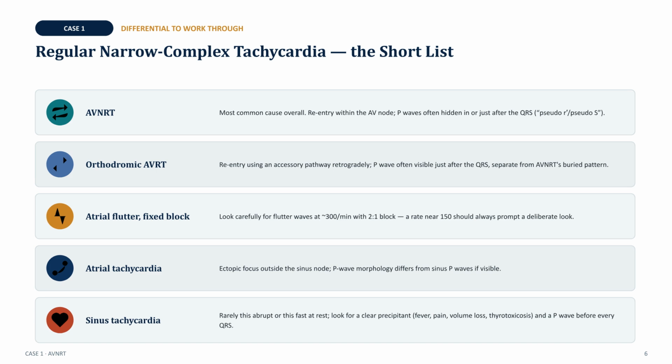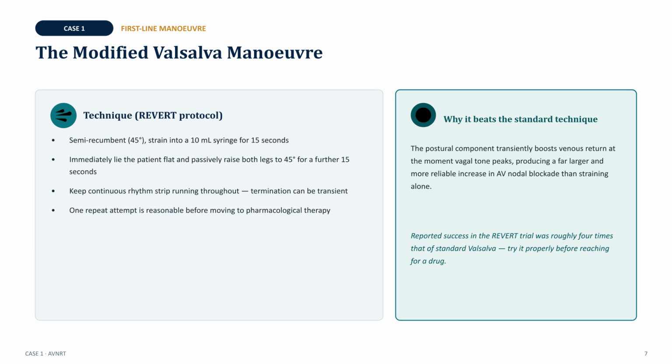Our differential for a regular narrow complex tachycardia includes AVNRT, orthodromic AVRT, atrial flutter, atrial tachycardia, and sinus tachycardia. Differentiating these is key to selecting the correct management strategy. For stable supraventricular tachycardia, consider the modified Valsalva maneuver using the REVERT protocol. This involves a postural change that enhances vagal tone, significantly increasing the success rate compared to the standard technique.